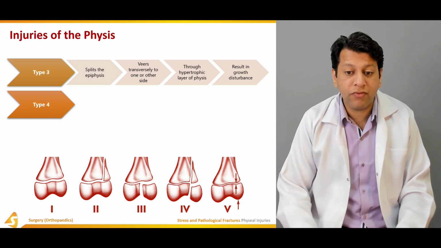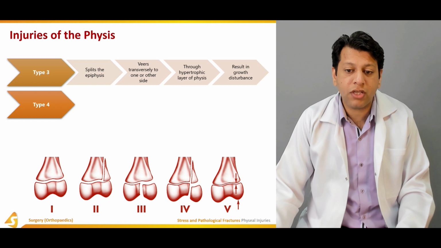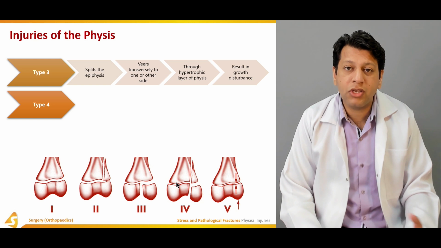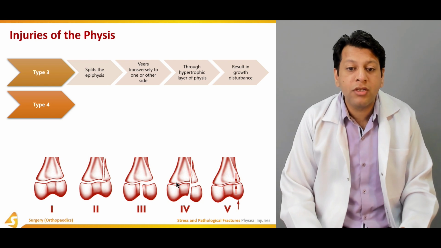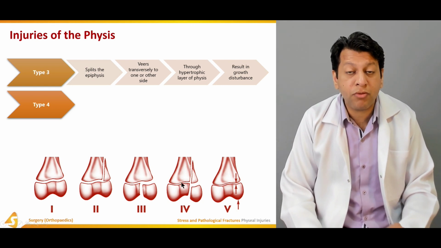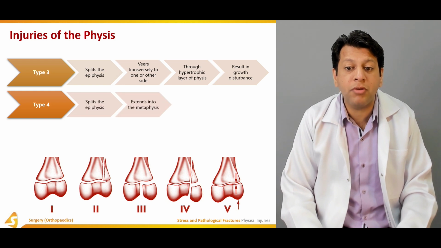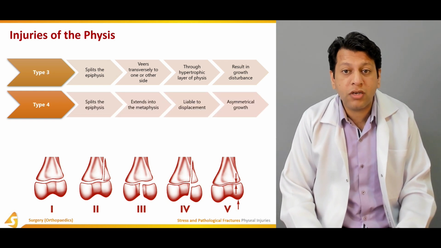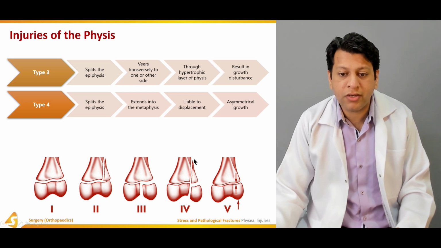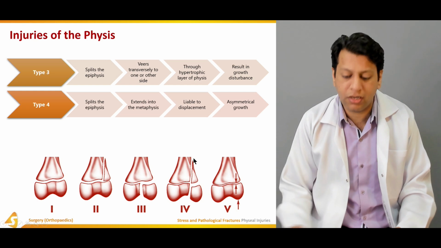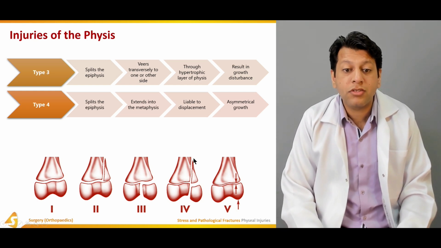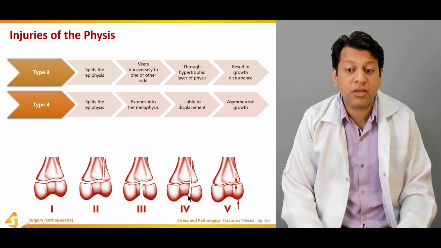Type 4 is a little different. In type 4, the fracture is such that it involves the epiphysis, physis and the metaphysis region. It's classically called a through-and-through fracture, in which all three, the epiphysis, physis and metaphysis, are involved. It splits the epiphysis, extends from the physis into the metaphysis, and is usually liable to displacement. Because this region of the physis would be affected, it cannot grow normally and the rest will grow and push in this direction, causing angulation.